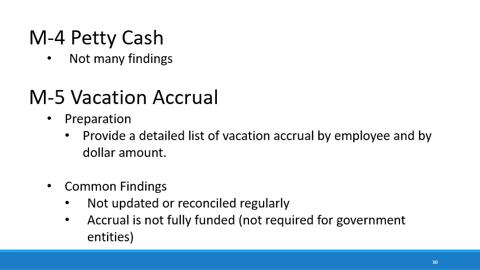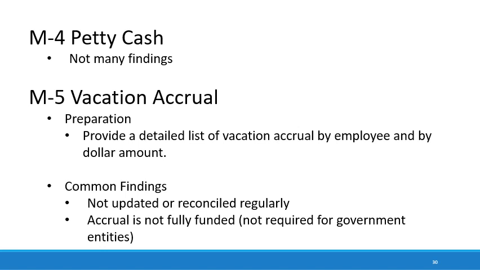When we move on to vacation accrual, what we would like to see is a detailed list of vacation accrual by employee and by dollar amount. We only need to see this for OCA funded programs, meaning LIHEAP, weatherization, and CSBG. There's no need for you to provide any other programs. I know some of you have Head Start, etc. We don't need to see that information.